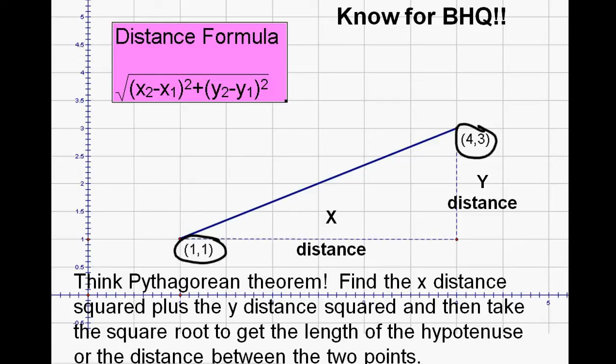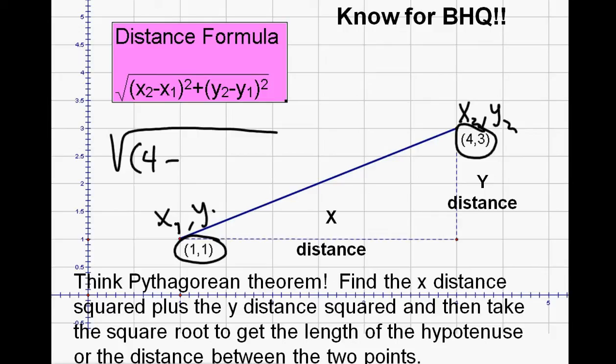If we follow the distance formula, we're looking for an x2 and a y2 and an x1 and a y1. So if we call this point x2 and y2 and this point x1 and y1, then we can go about using our formula. So I'm going to take x2, which is 4, and subtract x1, which is 1, and then square that, and then add y2, which is 3, minus y1, which is 1, and square that.